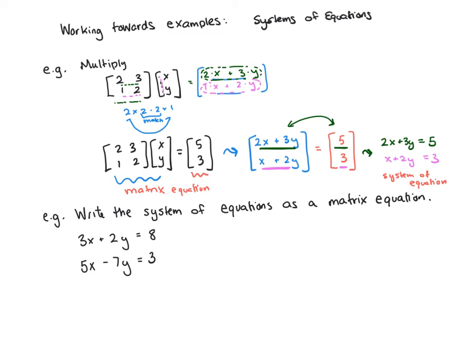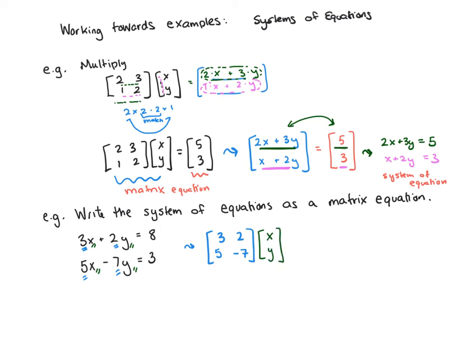What we need to do first is figure out what that first matrix is. So I just look at the coefficients of each of my variables. You have to make sure the x terms come first and then the y terms. Then I just list out those coefficients, 3, 2, 5, -7. And then I'll put the variables next. So I have x first and then y.